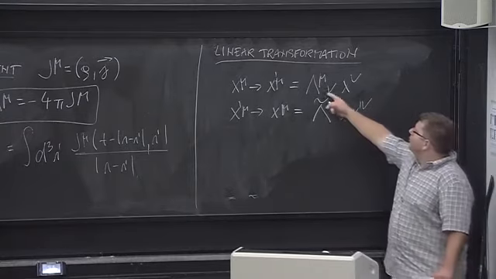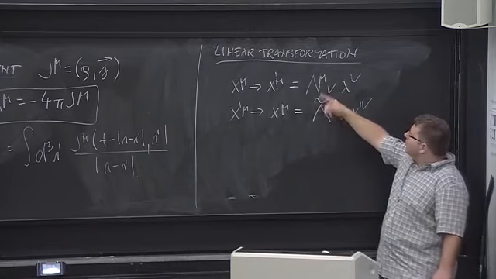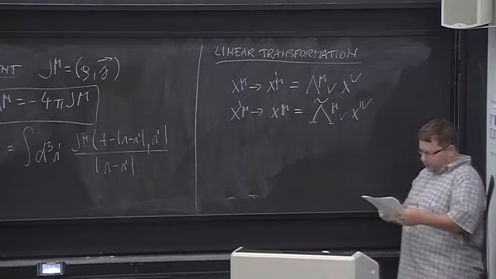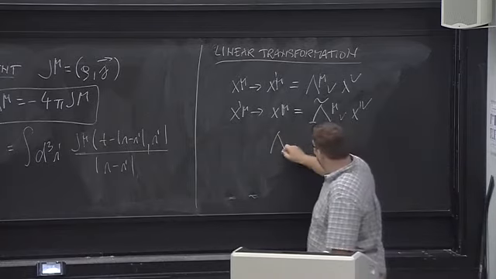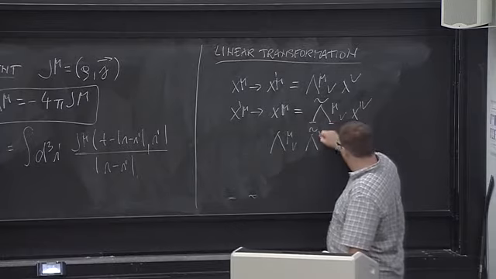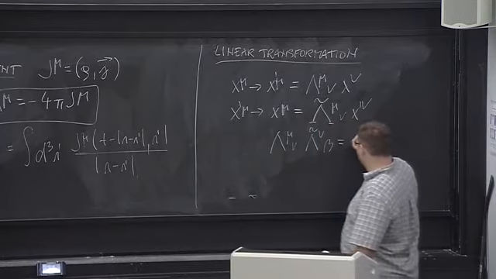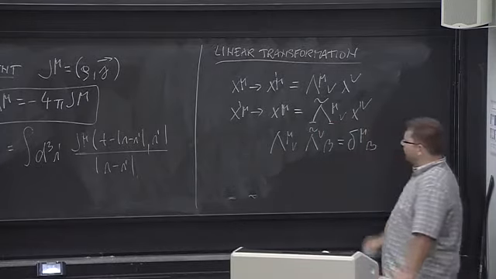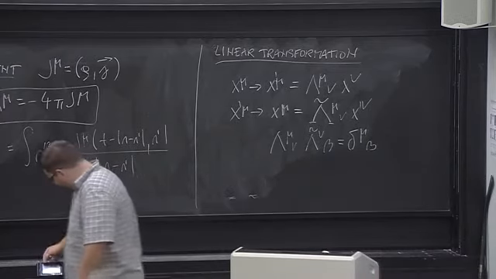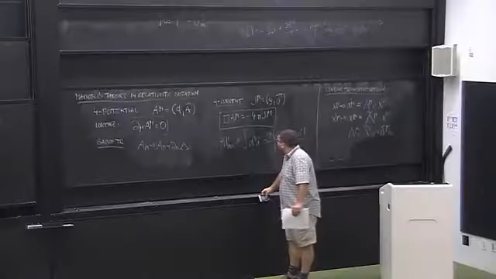Okay, so now this is whatever the transformation I had. This is my new transformation, which is the inverse transformation. So lambda mu nu, lambda tilde nu beta is delta mu beta. Okay, that's just a definition of the inverse transformation.